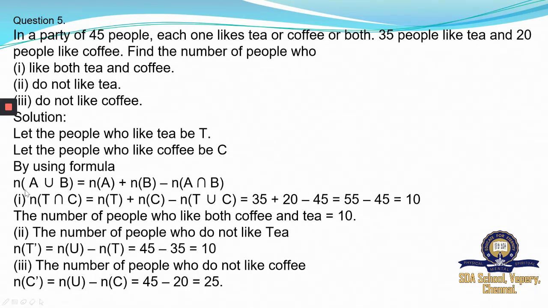Okay, we have a formula. What does the formula say? We have n of A union B equals n of A plus n of B minus n of A intersection B. Now let us get back to the first subdivision. What does it say? We have to find the number of people who like to drink both tea and coffee. Here, both means intersection. What do we do for intersection? We take the common elements between both the sets, right?